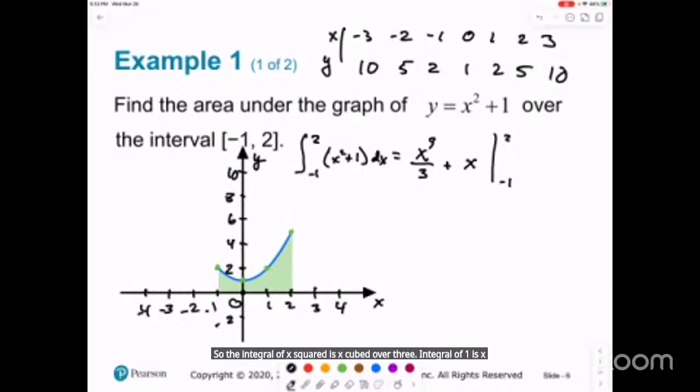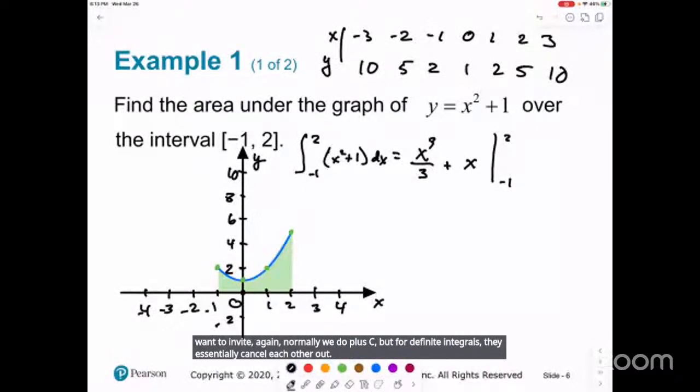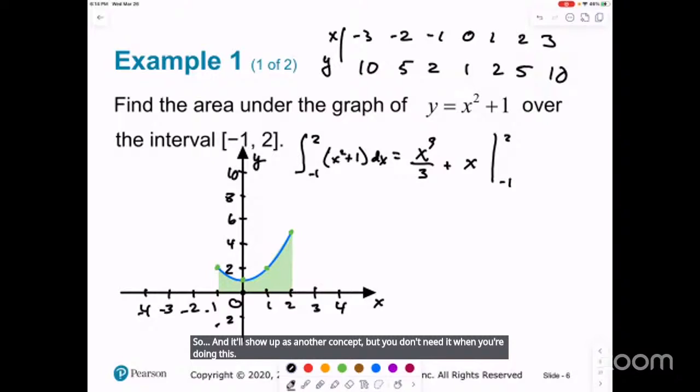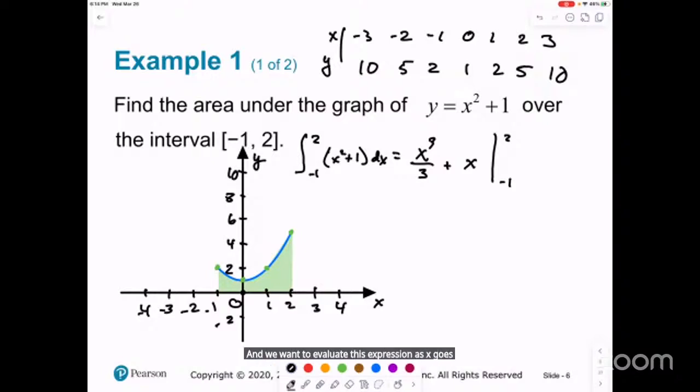And again, normally we do plus c, but for definite integrals, they essentially cancel each other out. It'll show up as another constant, but you don't need it when you're doing this. And we want to evaluate this expression as x goes from -1 to 2.